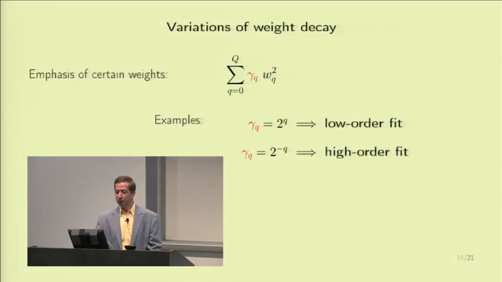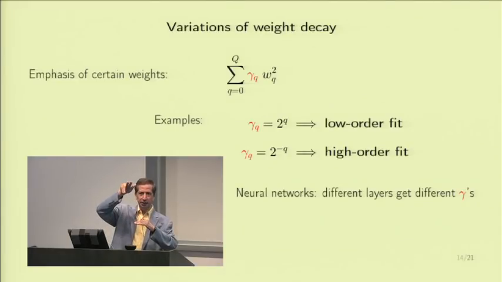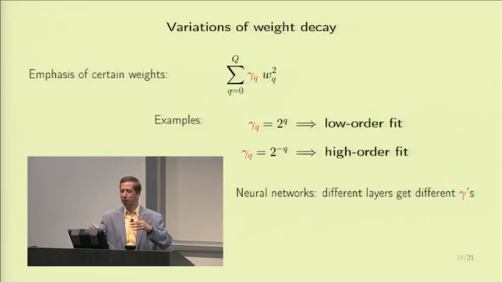And in fact, this functional form is indeed used in neural networks, but not for high order or low order, but in something else. It is used because when you do the analysis properly for neural networks, you find that the best way to do weight decay is to give different emphasis to the weights in different layers. They play a different role in affecting the output, okay? And therefore, this would be accommodated by just having the proper gamma in this case.